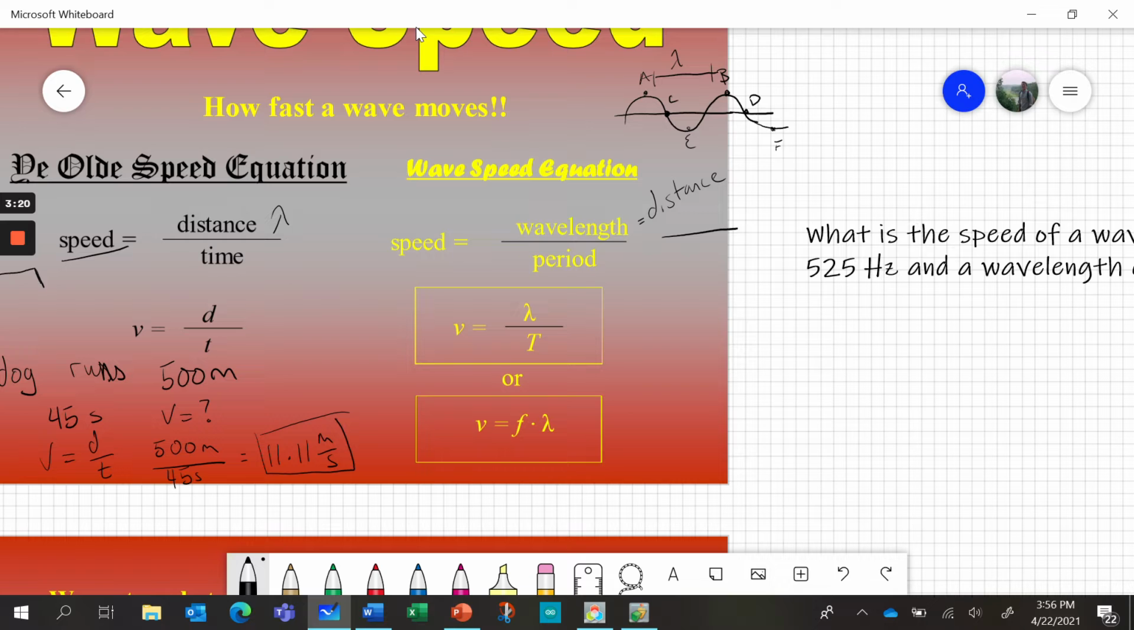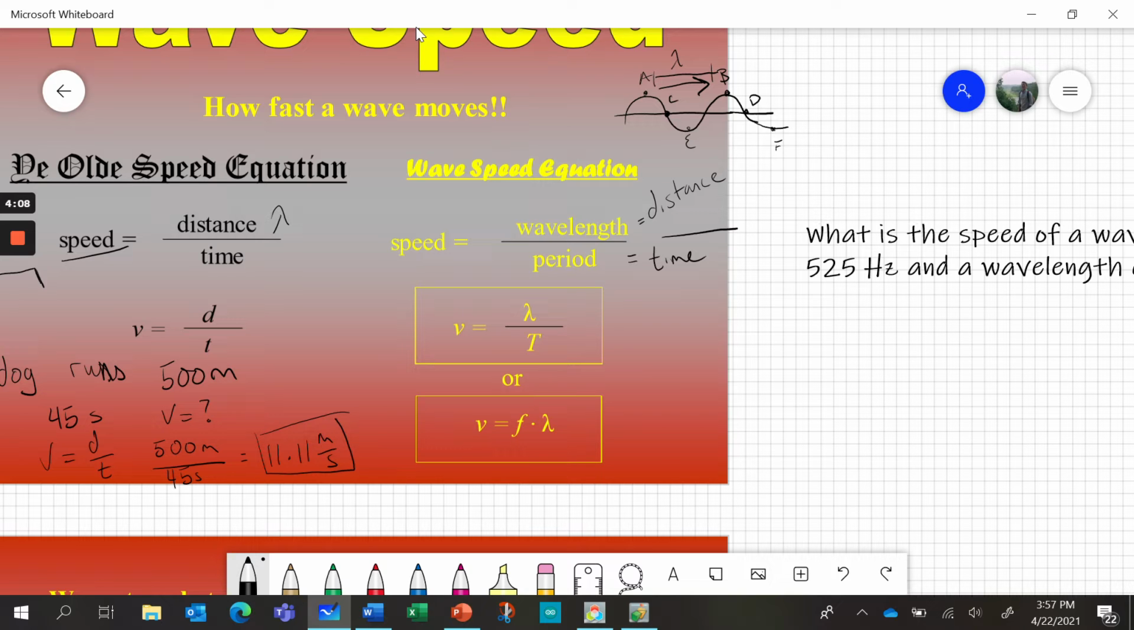Period, which we denote with a capital T, is a time. It is a period of time. Basically what it's saying is how long does it take for A to get to B? Because the wave is moving to the right, and so the amount of time that it takes one crest to reach the position of another crest is a period. How long does it take the wave to do one wiggle? Because it's just wiggling once from A to E to B. Okay, so it really is the same thing as the original equation. It's just specific for waves.